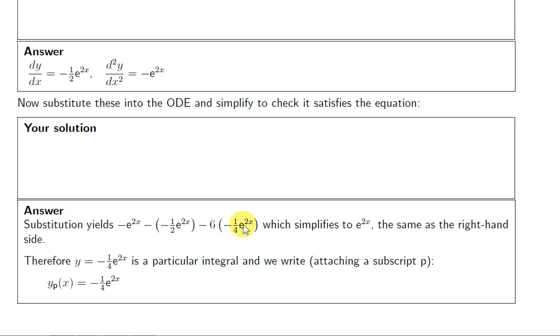So we see that e to the 2x appears in every term. So how many of them do we have? We have minus 1 plus a half, that's minus a half, plus 6 quarters. So we end up with minus a half plus 1 and a half. That's plus 1. So we get plus 1 e to the 2x, which is the right hand side of the differential equation. So that proves that this is a particular integral. We can call that y sub p. We can call it a particular integral, or a particular solution if you like.